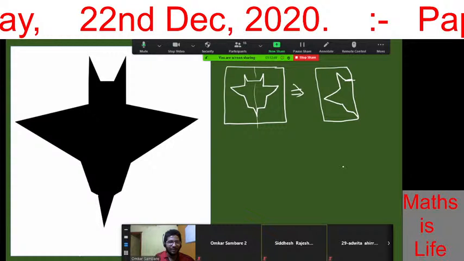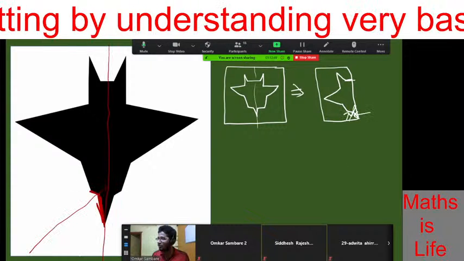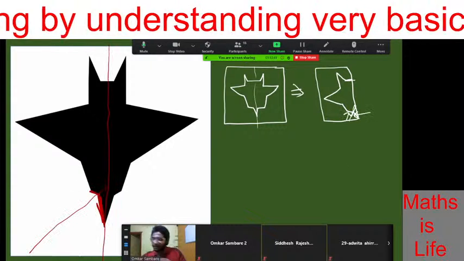I can draw the bat shape on paper. Oh, the lighter paper I should take, so the diagram will be visible to me also. So here is the head, here are the ears, here are two wings.